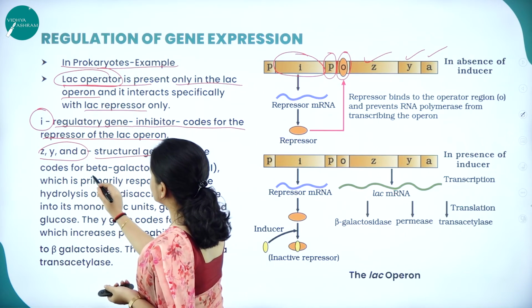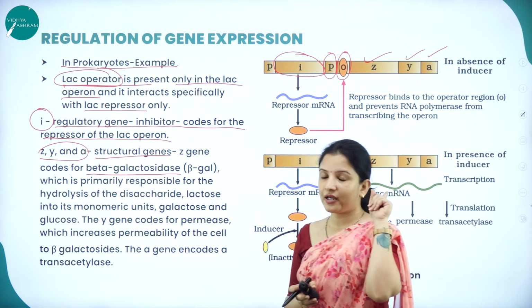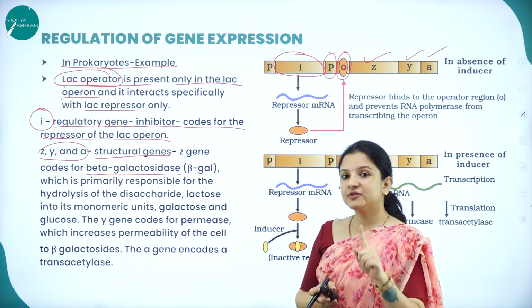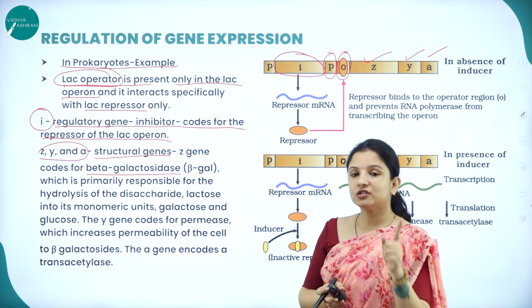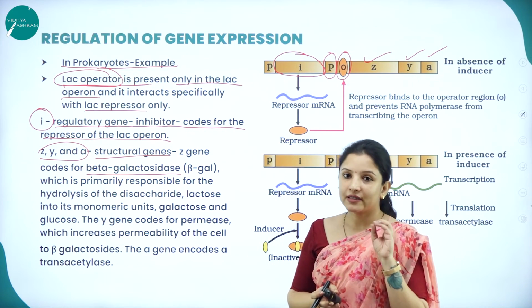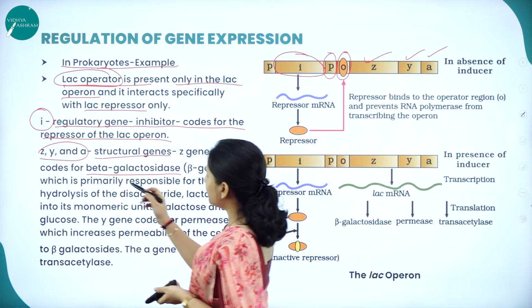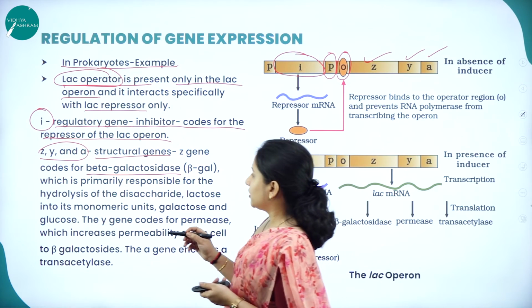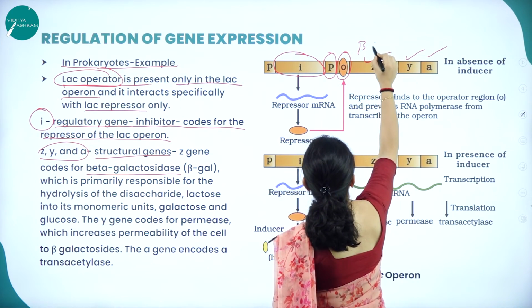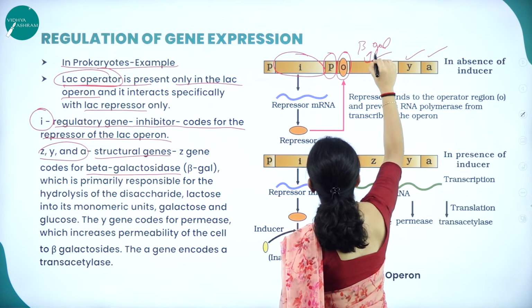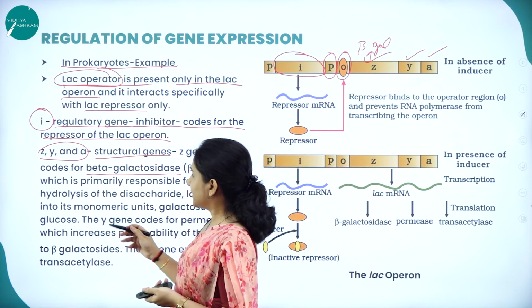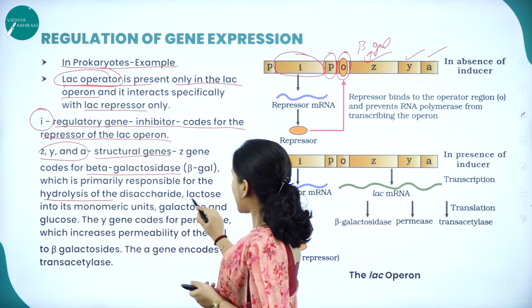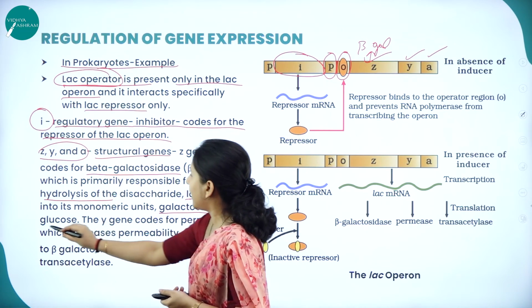So the Z gene codes for beta-galactosidase. If you remember, what was beta-galactosidase? Beta-galactosidase is an enzyme that helps in breaking down lactose into glucose and galactose. Which gene produces the beta-galactosidase enzyme? The Z gene. I'll write it here, beta-gal. It is produced by this particular Z gene, and it is primarily responsible for the hydrolysis of lactose into galactose and glucose.